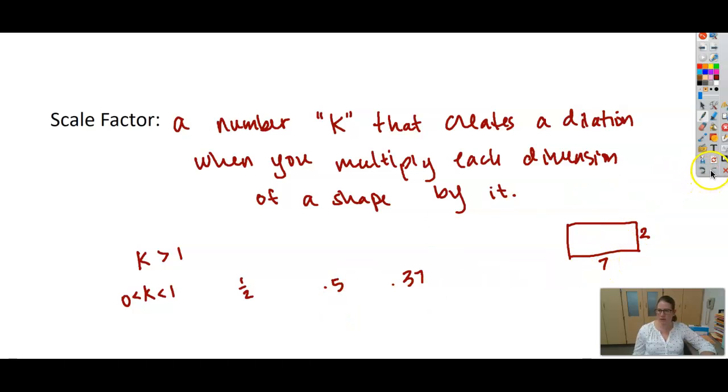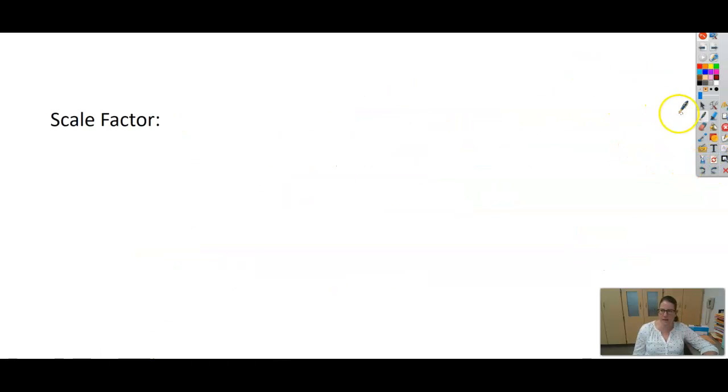Okay, so that's what a dilation is. Those are what scale factors are. So let's go ahead and look at some examples.